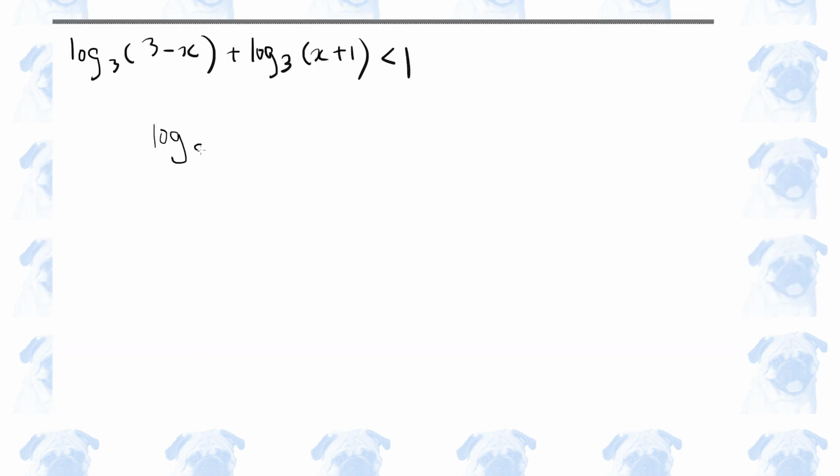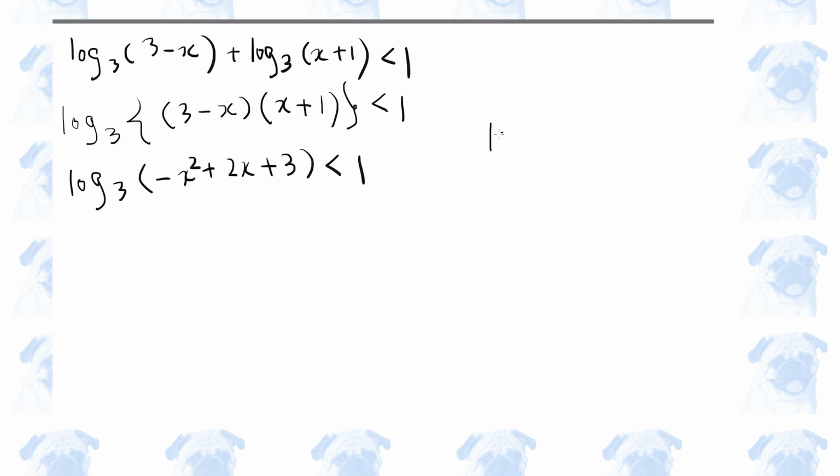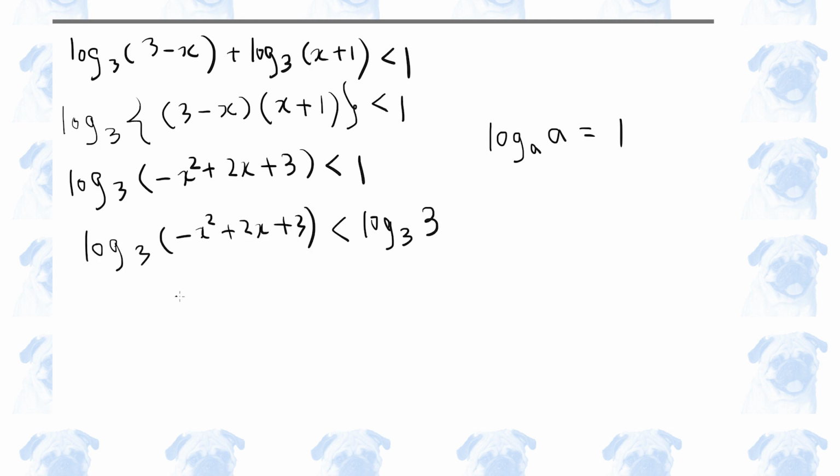Recall that log base a of b plus log base a of c is equal to log base a of b times c. So the left-hand side becomes log base 3 of (3 minus x) times (x plus 1). Because log base a of a is 1, the number 1 can be expressed as log base 3 of 3. Therefore, minus x squared plus 2x plus 3 is less than 3.